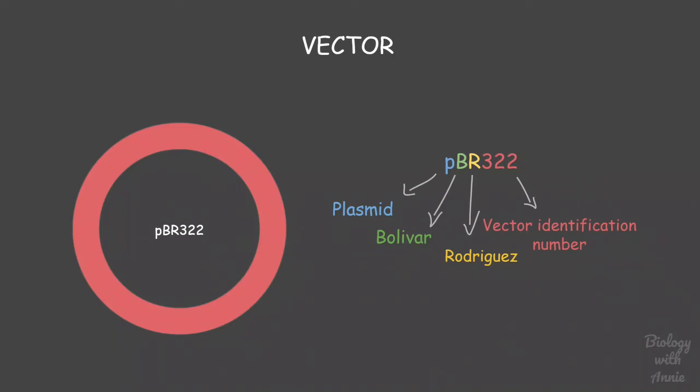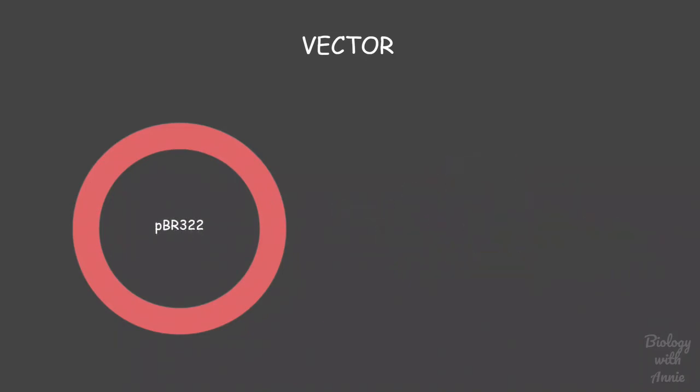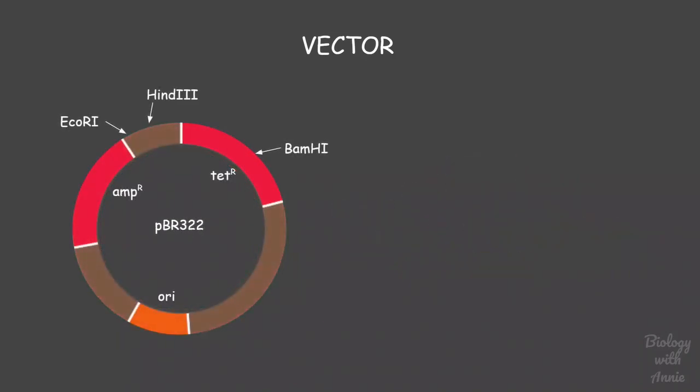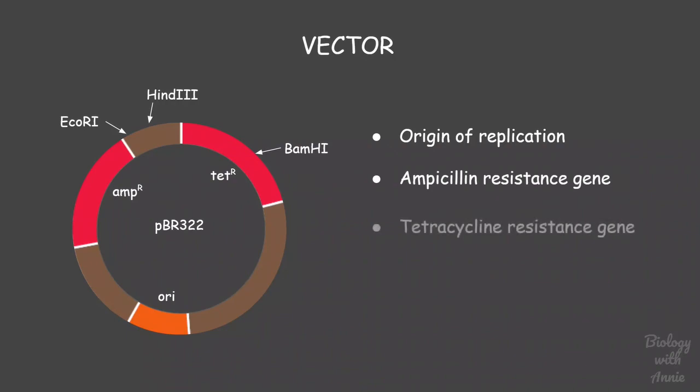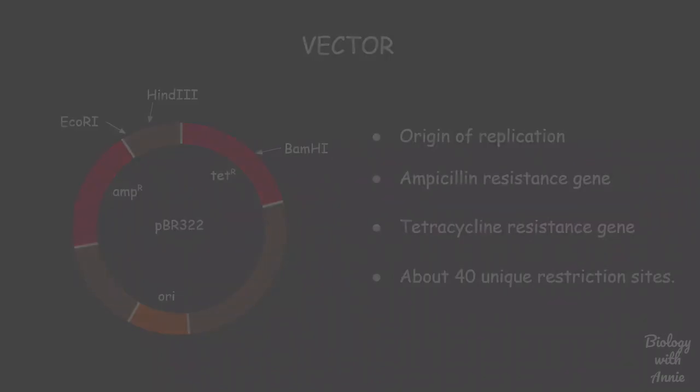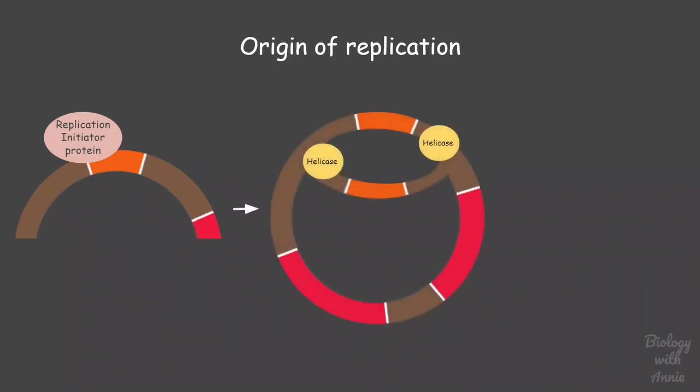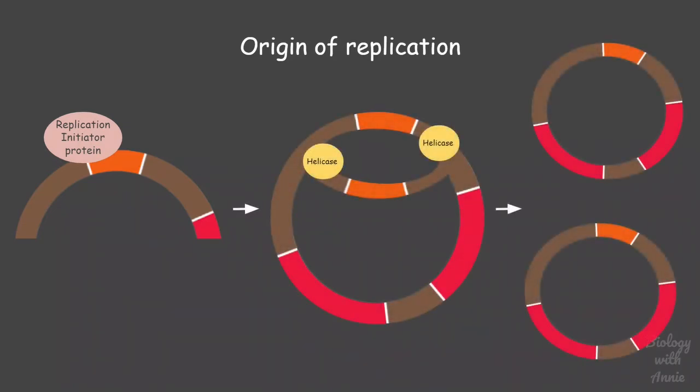This vector was artificially constructed by ligating different elements from different naturally occurring plasmids. It contains an origin of replication, an ampicillin resistance gene, tetracycline resistance gene, and about 40 unique restriction sites. Origin of replication is a sequence about 600 bases long. It contains binding elements for proteins involved in DNA replication. This allows the plasmid to replicate using the host machinery.